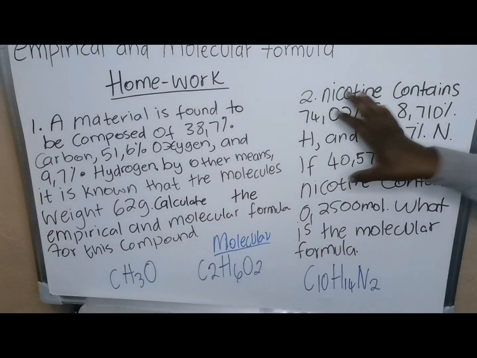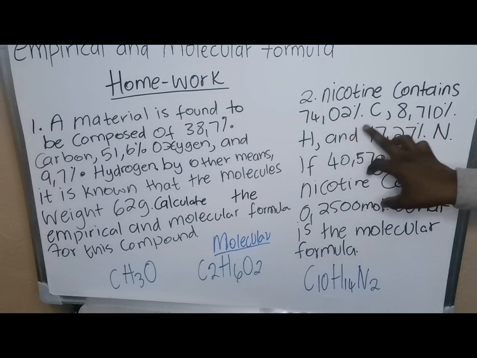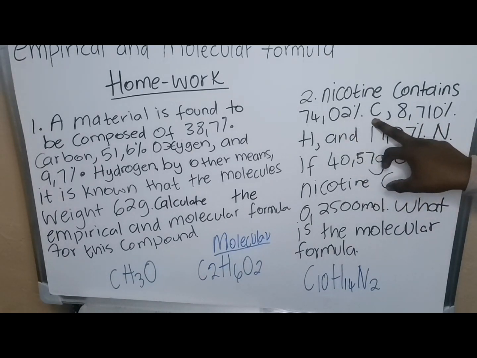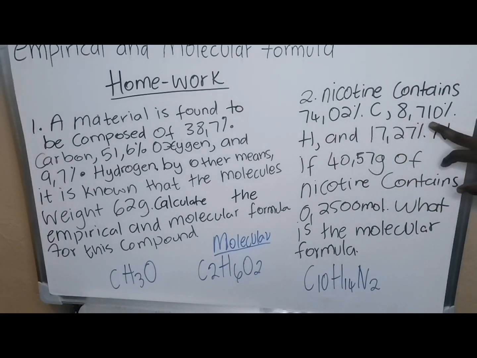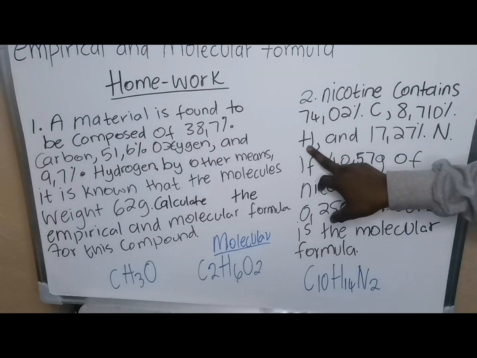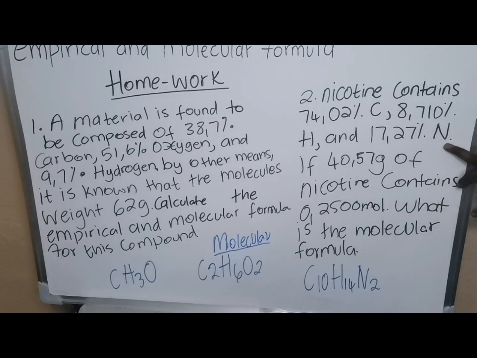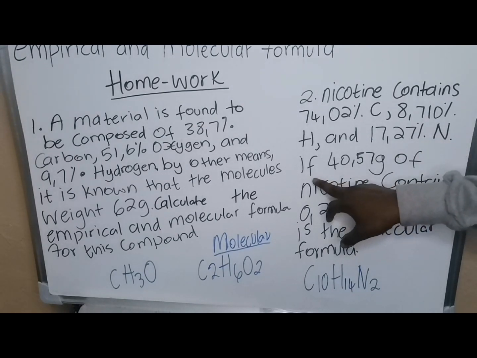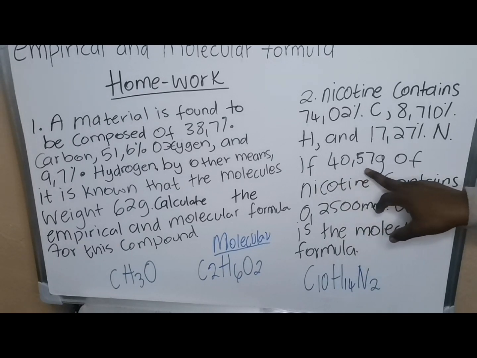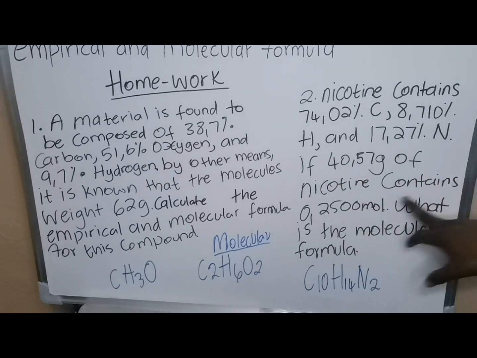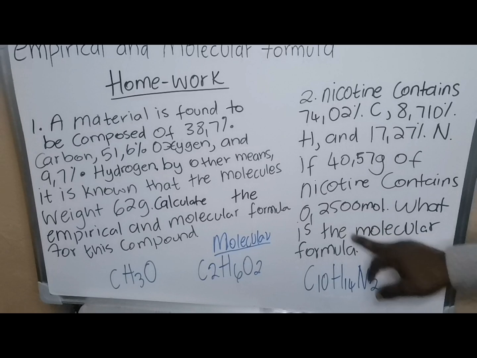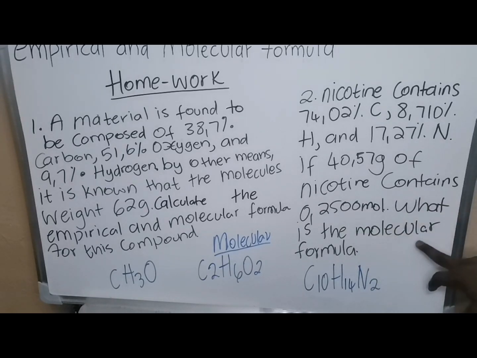The second question is nicotine contains 74.02% C, C for carbon, 8.710% H for hydrogen, and 17.27% N for nitrogen. If 40.57 grams of nicotine contains 0.2500 mole, what is the molecular formula? Here's the molecular formula. This is the answer.